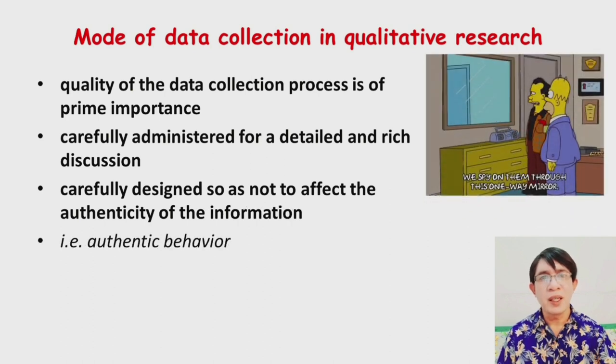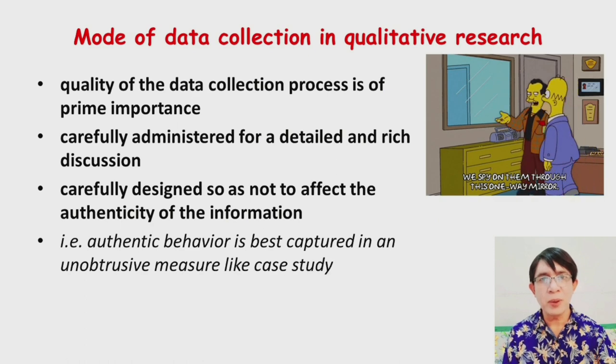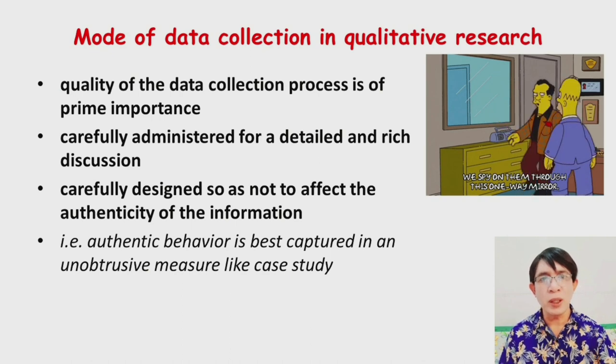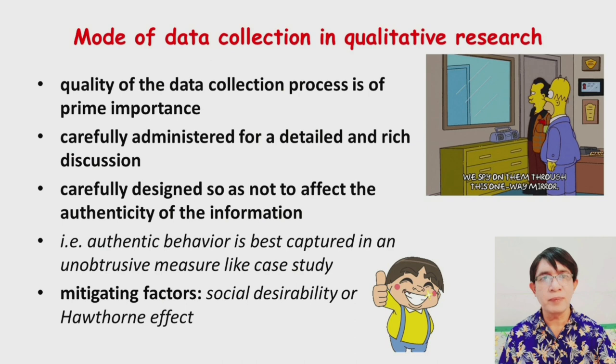For instance, the authentic behavior of grade 11 learners is best captured in an unobtrusive measure like a case study in which the subjects do not know that they are being observed, to eliminate mitigating factors such as social desirability or Hawthorne effect.